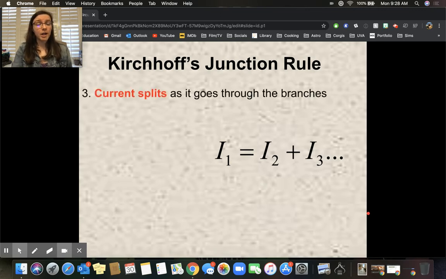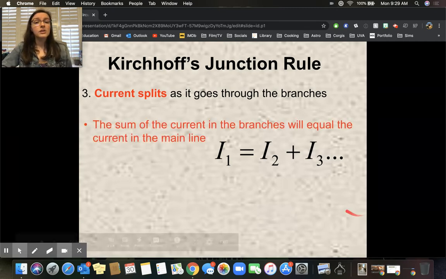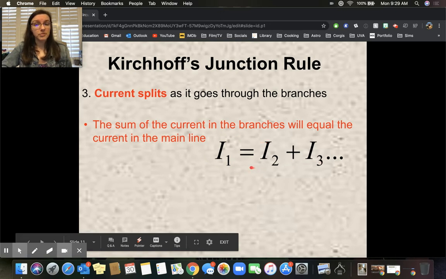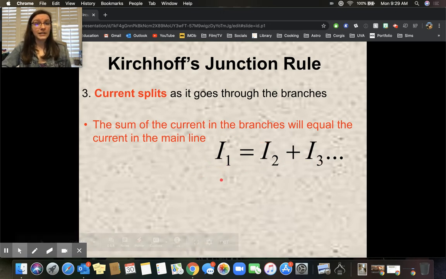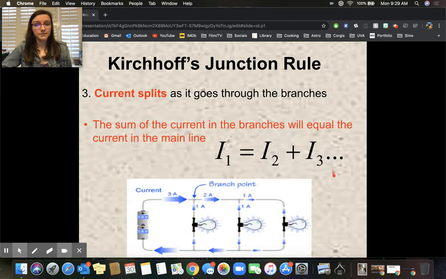That brings us to Kirchhoff's junction rule, which talks about current and how the current splits as it moves through the branches. Remember, with a series circuit, current was the same no matter where you were. With a parallel circuit, the current splits and breaks apart as it goes through different branches. So the sum of the current in the branches will equal the current in the main line. It's easiest for me to think about it as the current as soon as I leave the battery before I go into any branch is equal to the current in each of the branches added up.